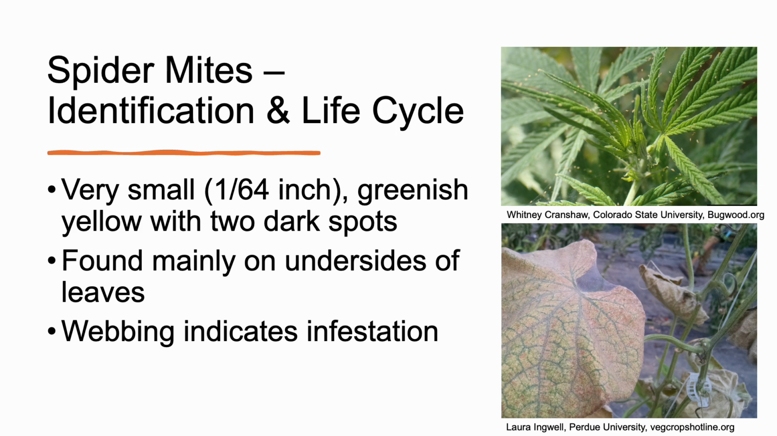For example, the top image on screen now shows a hemp plant covered with lots of webbing from a spider mite infestation, while the bottom picture shows a cucurbit plant with the same kind of webbing from an infestation. As mite numbers increase, plant damage becomes more noticeable.